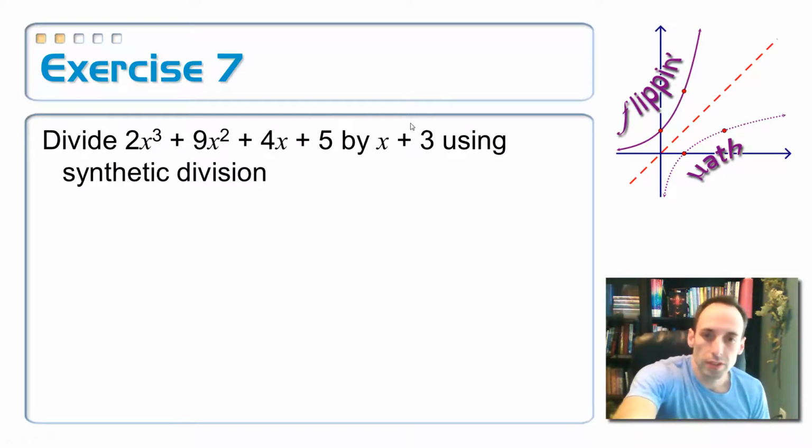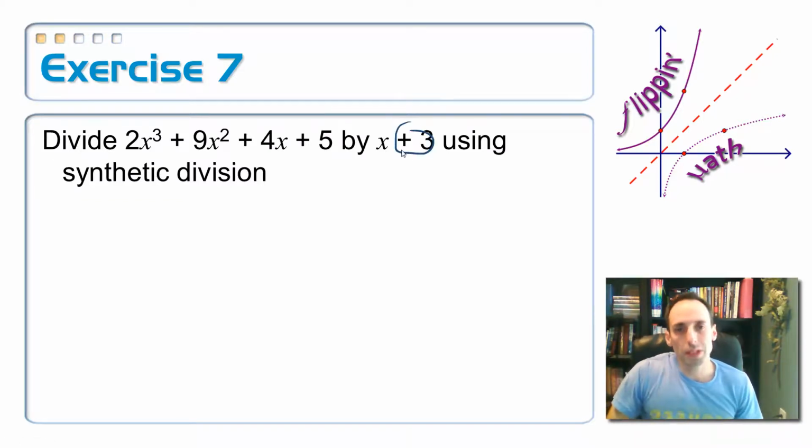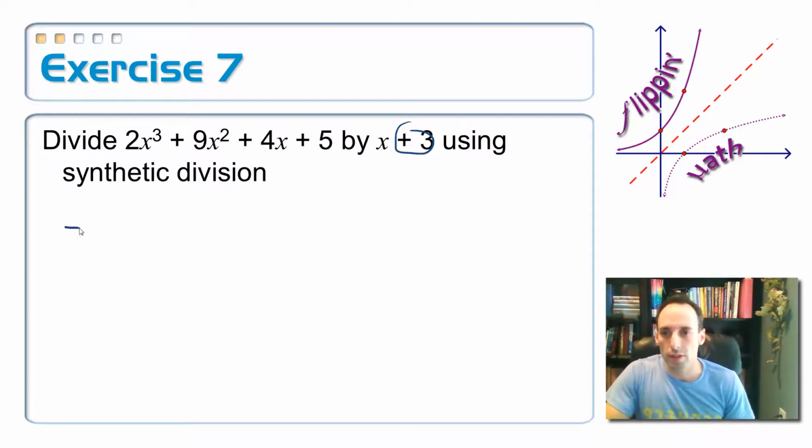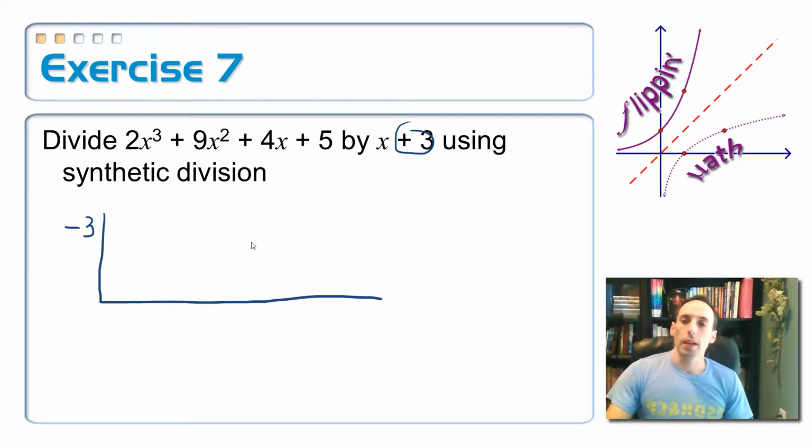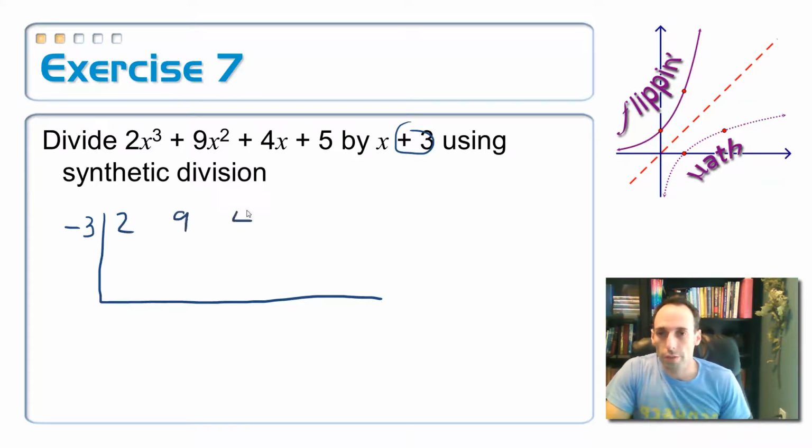Okay, so this time, since it's x plus 3, my x's lie to you, it's going to be a negative 3 that's going to go outside the box. A negative 3 outside the box. Okay, am I missing any terms? I've got x cubed, x squared, x, and then a constant, so I'm not missing anything. So write down a 2, a 9, a 4, and a 5.